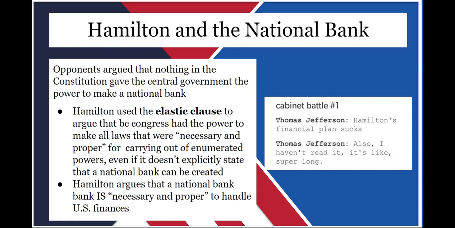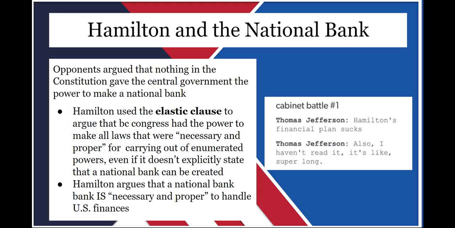They said, look, the central government only has a few specific enumerated powers, which you may recall from our last conversation in the last video about the Constitution. The federal government is only supposed to have some very specific listed enumerated powers in the Constitution. They're not supposed to be doing anything else. And a national bank is certainly not listed in the Constitution.